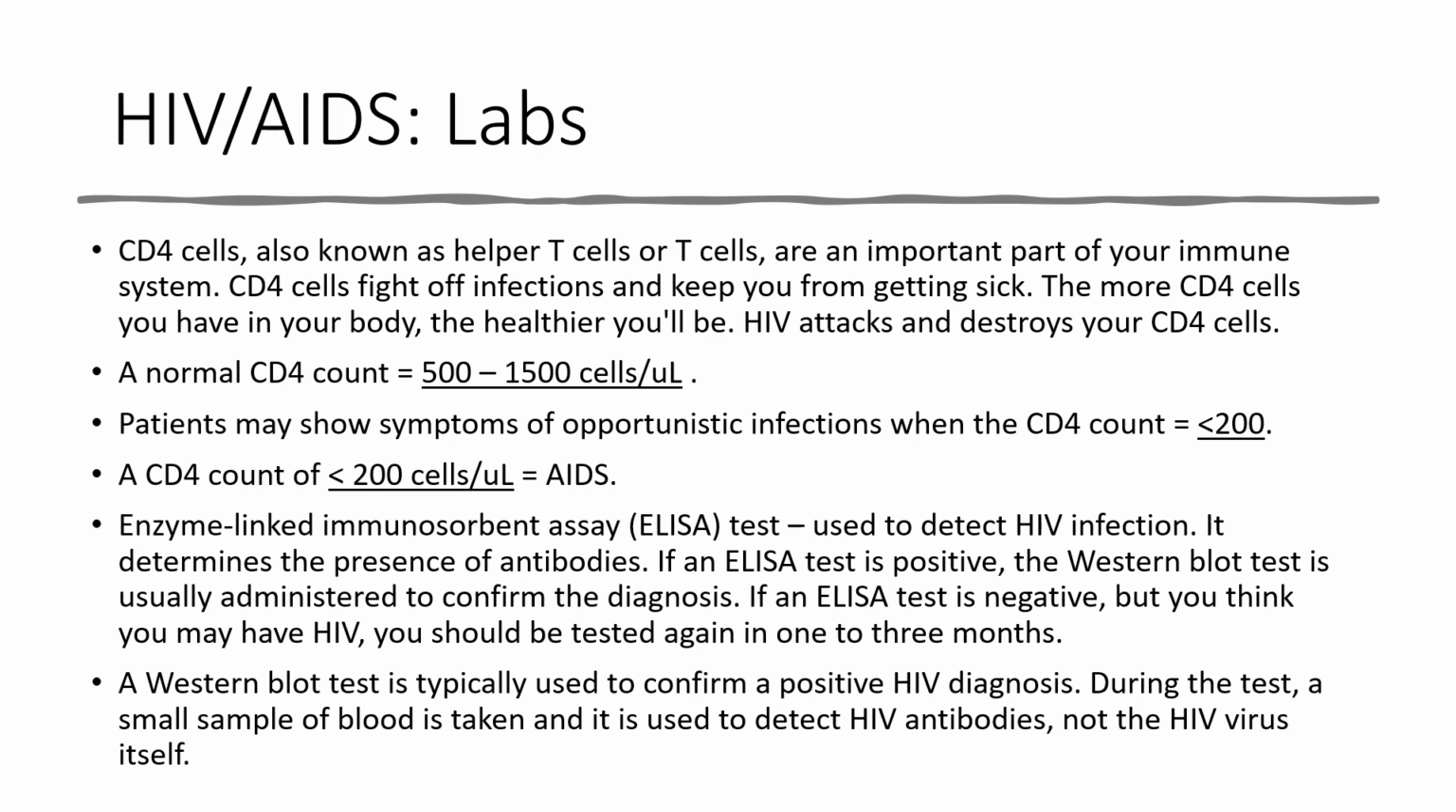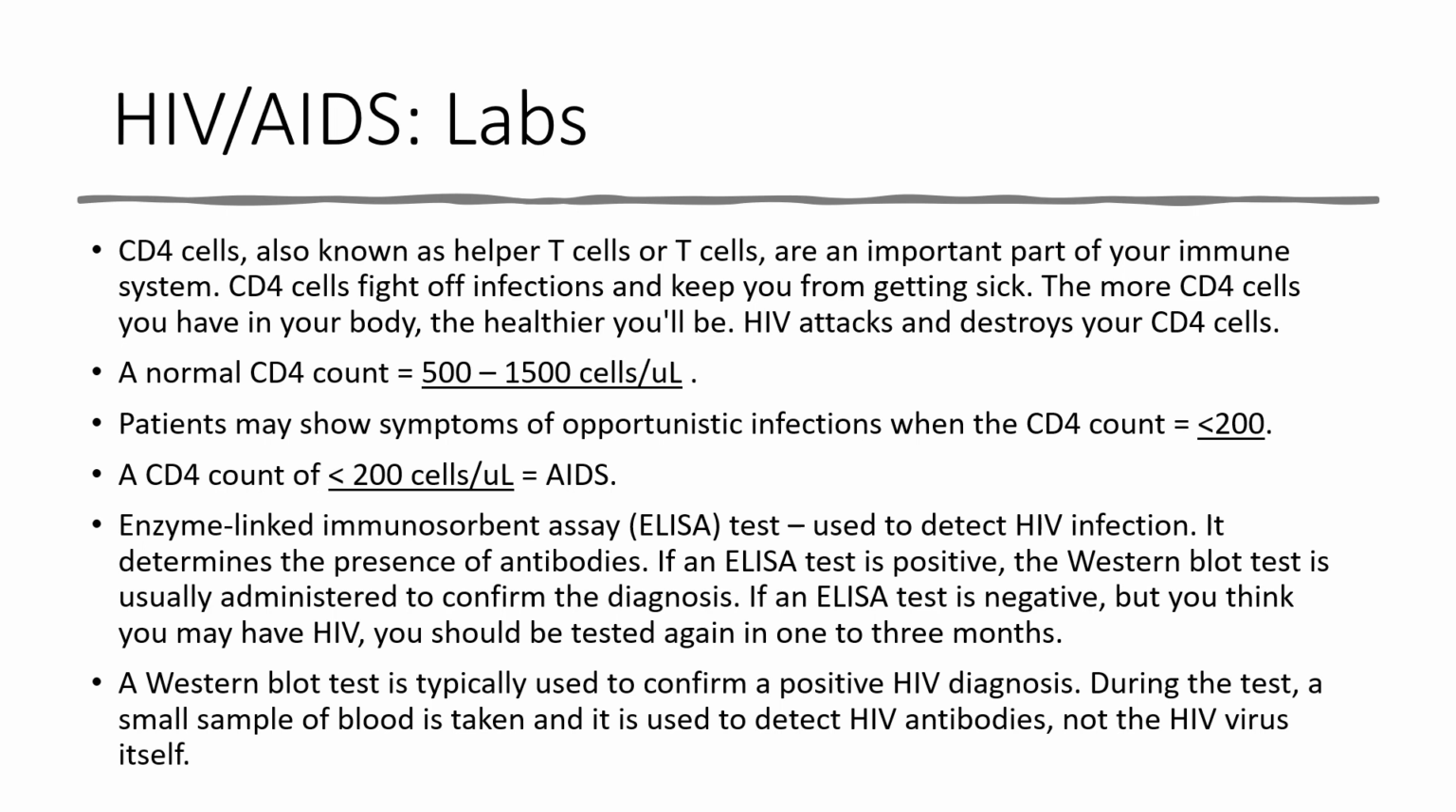All right, so the labs. Those CD4 cells are also known as the helper T cells or just the T cells, and they're an important part of your immune system. The CD4 cells fight off infections and help keep you from getting sick. So the more CD4 cells you have in your body, the healthier you'll be. HIV attacks and destroys those CD4 cells, so obviously it's going to make a patient more likely to be infected. Your normal CD4 count is going to be 500 to 1500. Patients might show those infections and have AIDS when they get to less than 200.